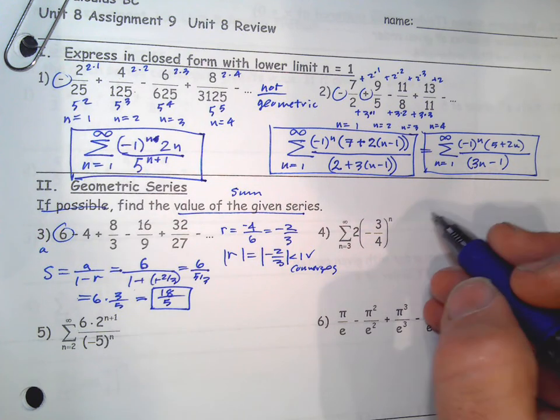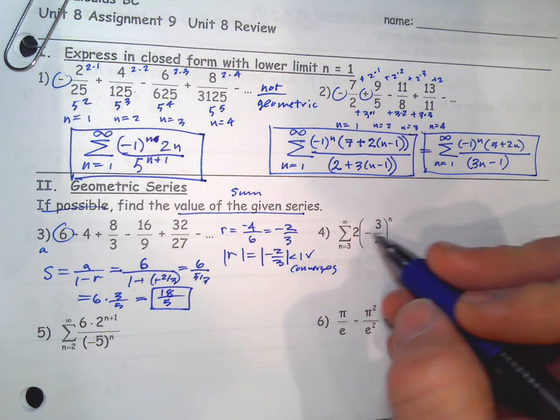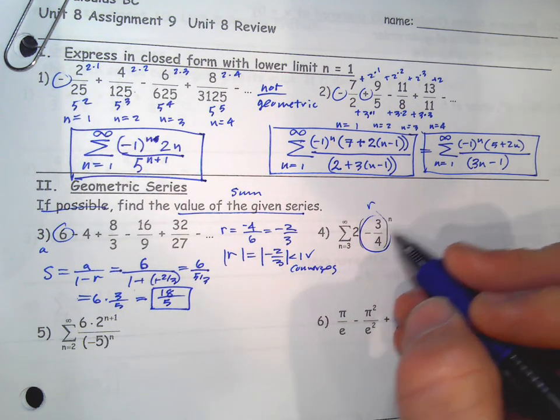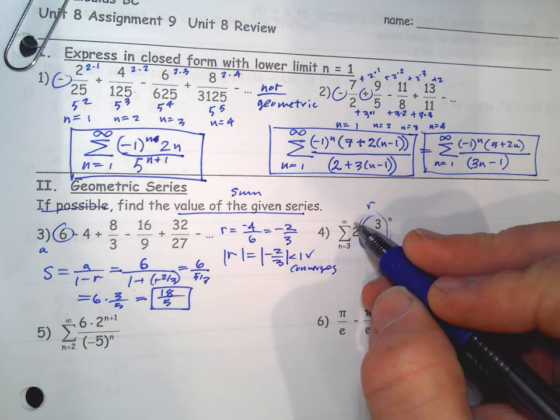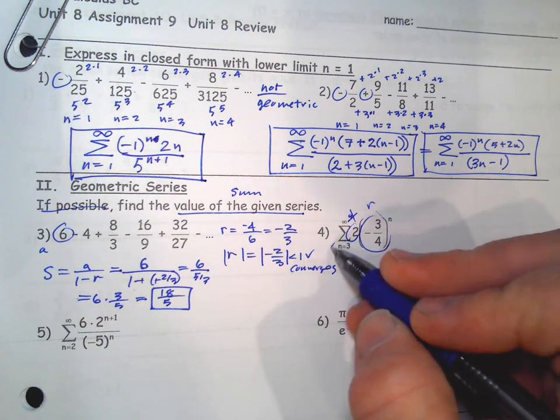Okay, that's the kind of work I want to see. Next one, next one's easier. This is your R value. Now, be careful. Some people are like, oh, this is A. Nope, that's not A, because we're starting at n equals 3.